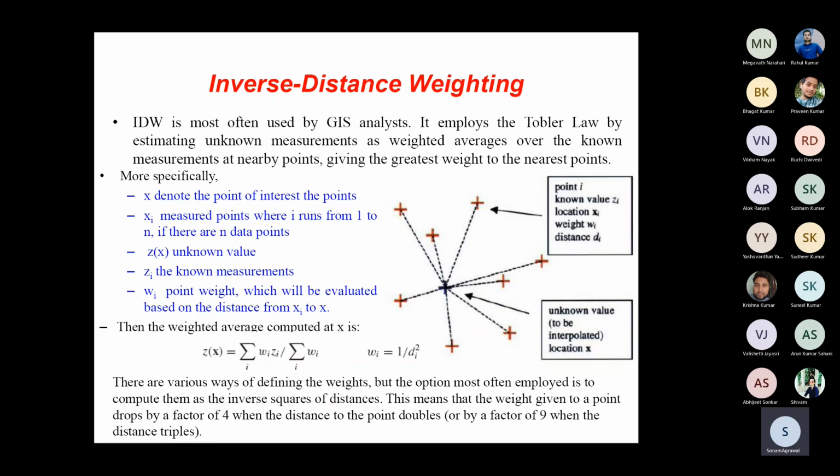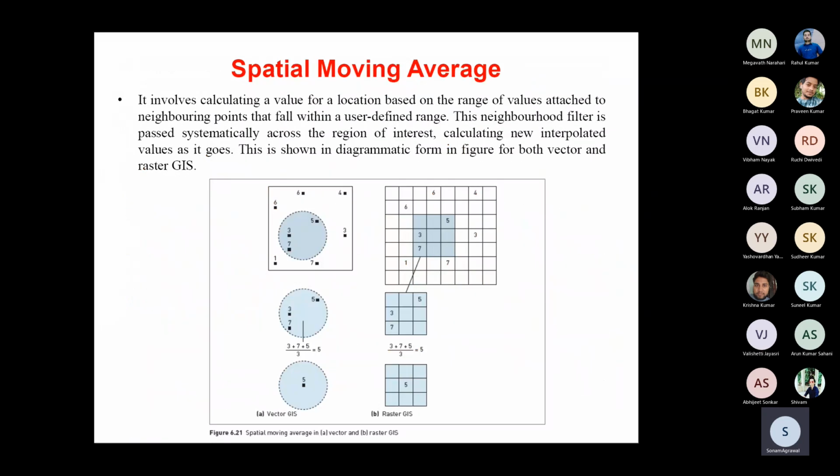After that, we have already covered IDW. In IDW, it is like a weighted average. The interpolation is done on the basis of a weighted average, where the weight is assigned in inverse proportion to the distance. Thereafter, we have seen the spatial moving average, a very simple method. In this one, there will be a window, and whichever sample points fall within that window will get averaged and the value will be assigned at the central position.